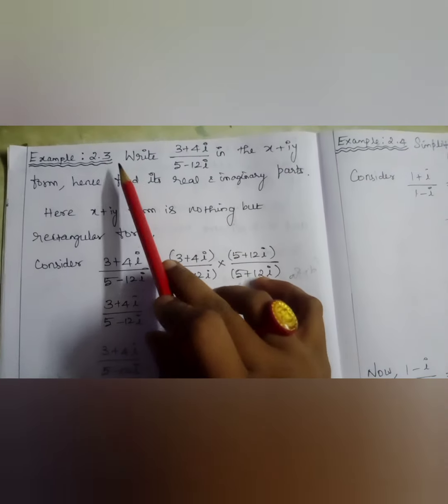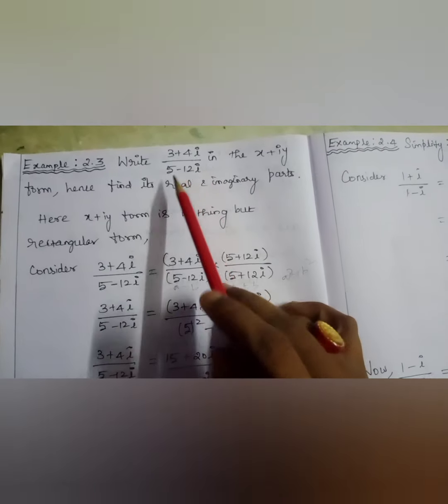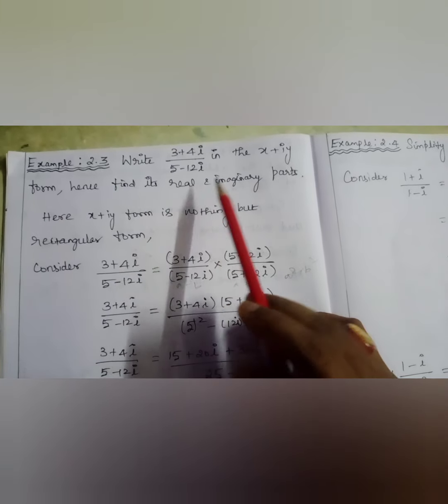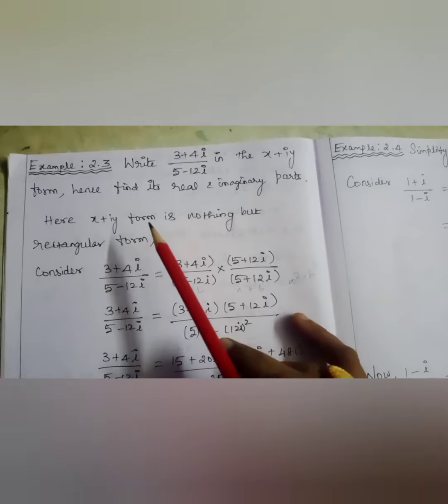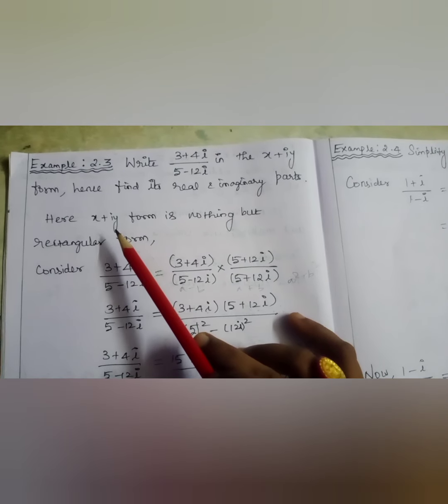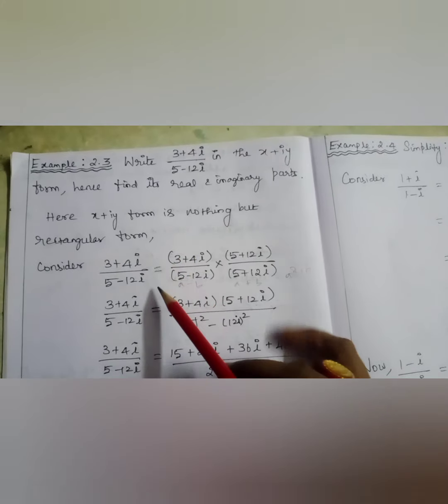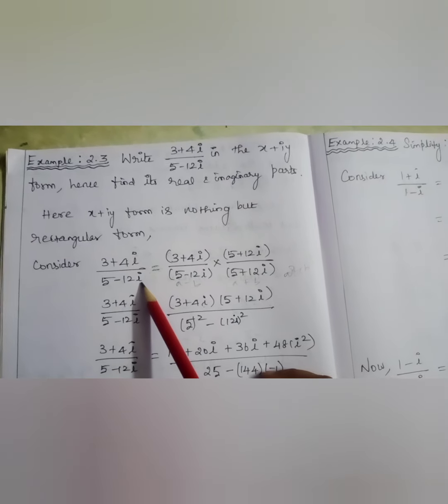Example 2.3. Write 3 plus 4i by 5 minus 12i in the x plus iy form. Hence find its real and imaginary parts. Here, x plus iy means writing them in the rectangular form, which we learnt in the previous exercise. So, 3 plus 4i by 5 minus 12i.